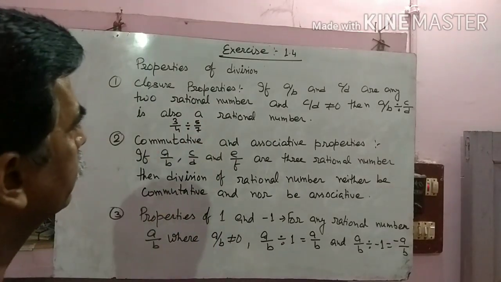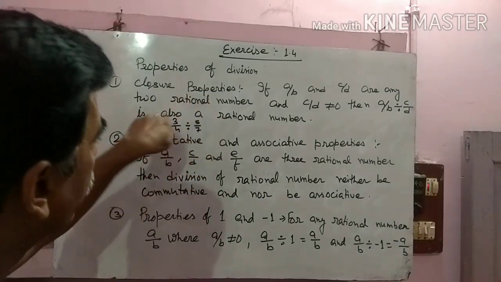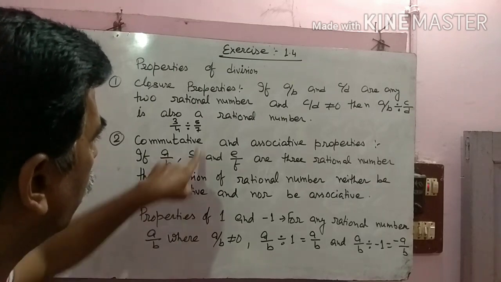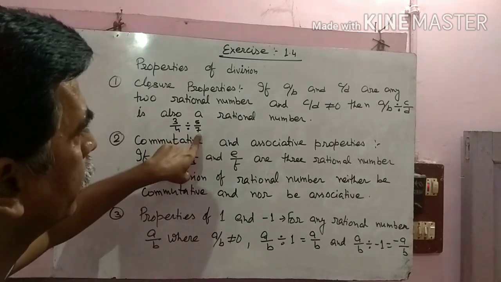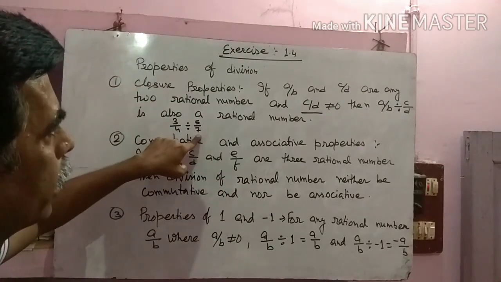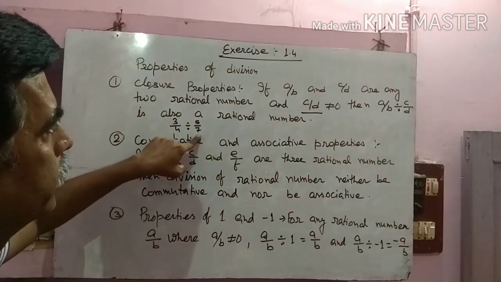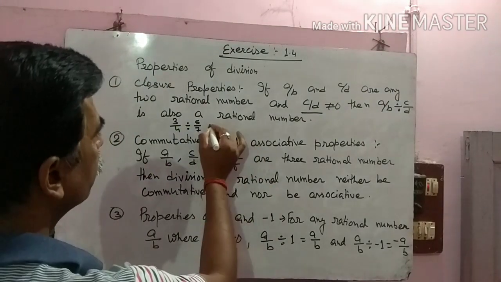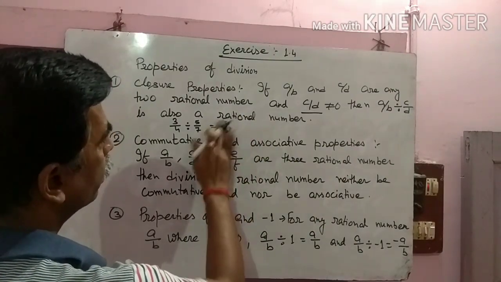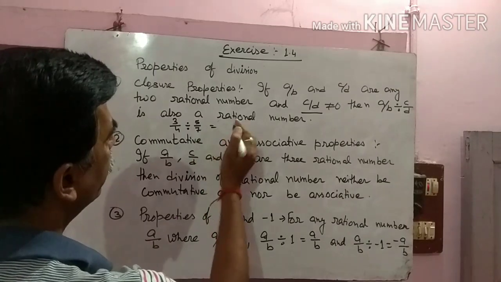Then in that case, it says the result will be a rational number, because this 5 by 7 represents the value of c by d, which is not equal to 0. It may be x by z or any number. So if you solve this, what do you get?